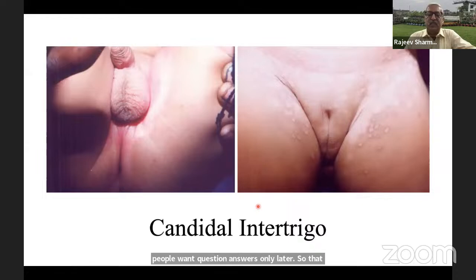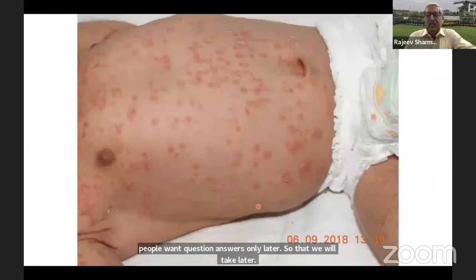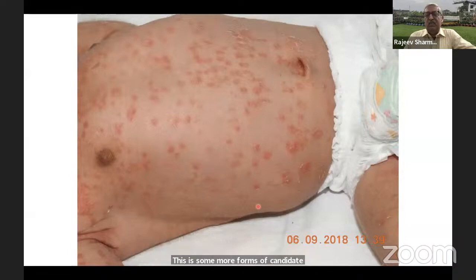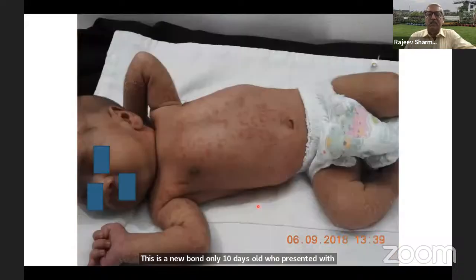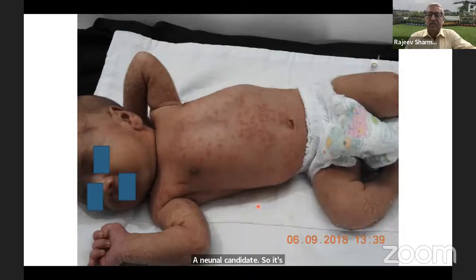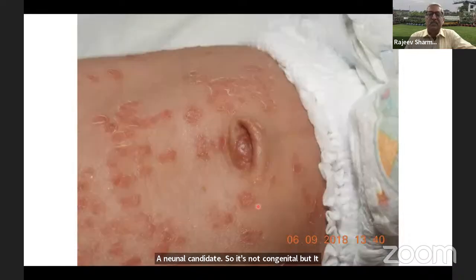This is some more forms of candidal intertrigo. This is a newborn, only 10 days old, who presented with lesions like these. This is also a form of candidiasis, a neonatal candidiasis patient. It was not congenital, but happened later. Disseminated candidiasis in the child. It is recognized by these scaly peripheral burst out lesions in the periphery of the lesion.